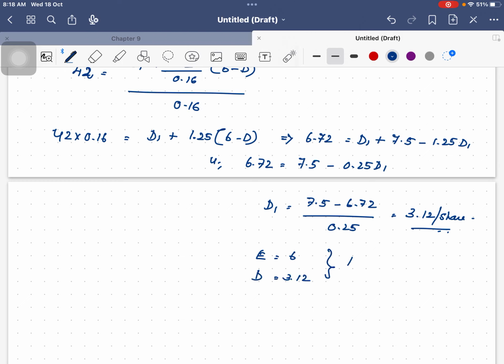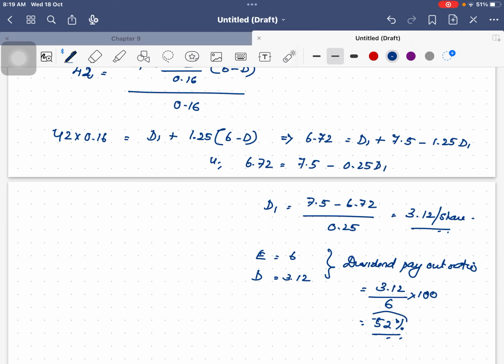So what is the dividend payout ratio in this case? Dividend payout ratio is 3.12 on 6 into 100, and that is 52%. That is the dividend payout ratio. So I hope this is clear.